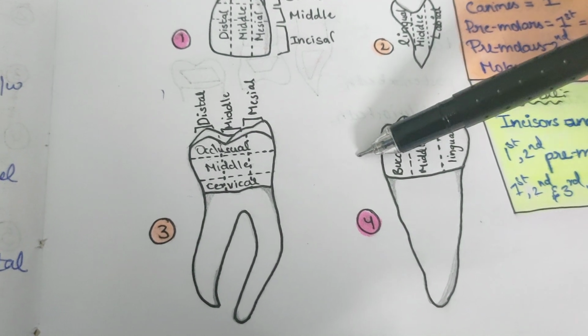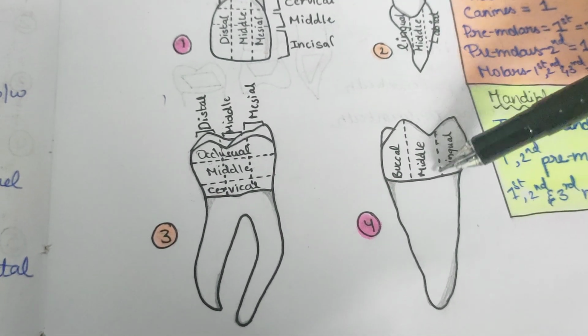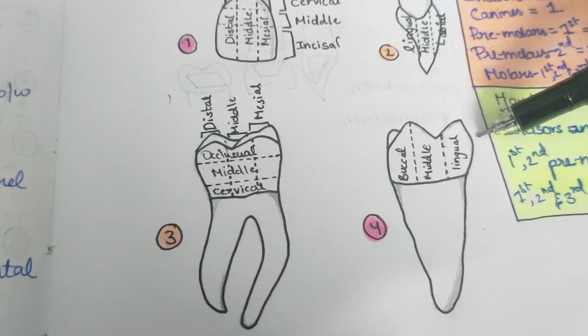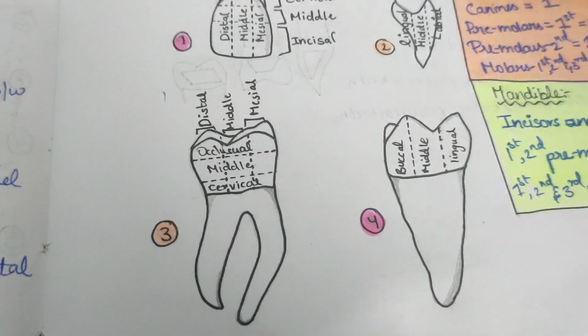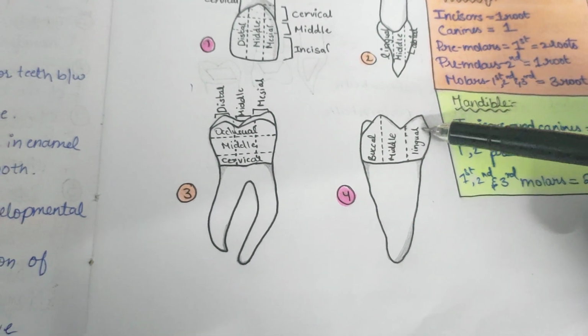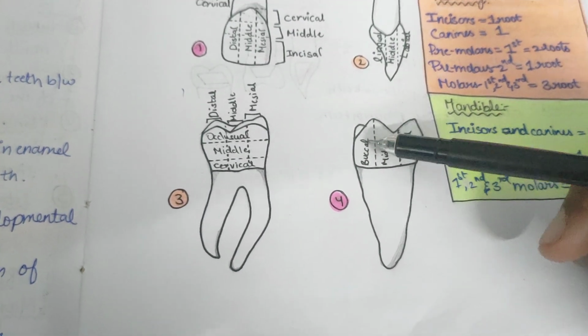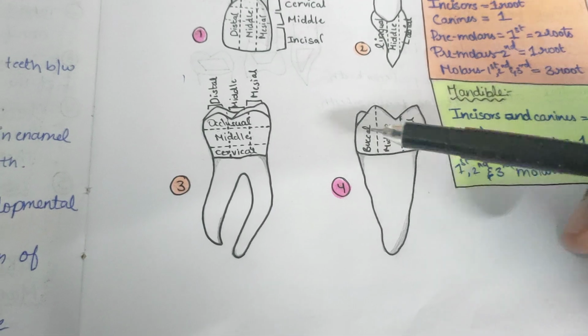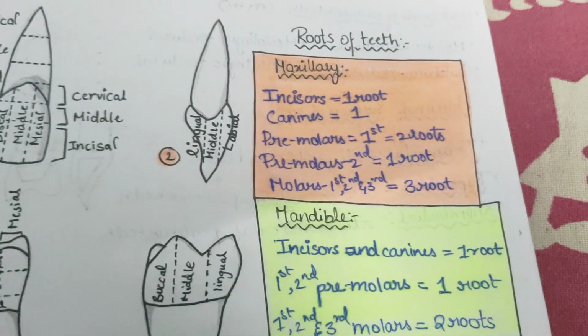Now this is the sagittal section of this. Here we have buccal surface, which is facing towards the cheek, and the middle, then lingual, which is facing towards the tongue. So this is the inside part, and middle. Buccal means it is facing towards the cheek.